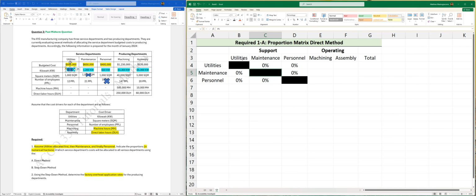It's like playing connect the dots here, guys. Look, utilities, connect the dots, can't allocate there. Maintenance, connect the dots, where these two meet, can't allocate there. Personnel, it's where these two meet, can't allocate there, okay? And the rest is 0 because you're doing the direct method.